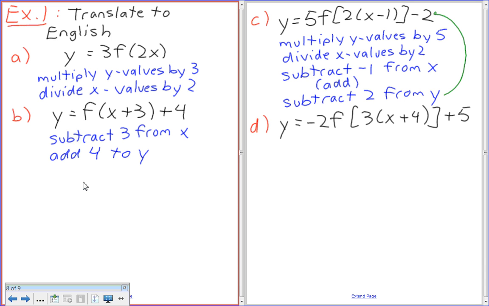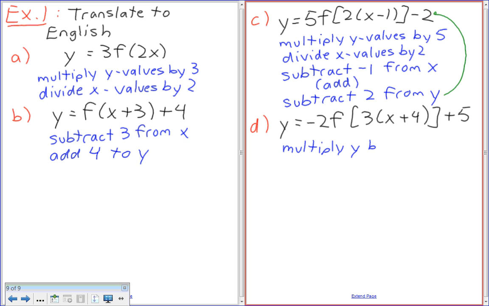Okay, so this is going to be multiply y values by -2. Georgie, the 3 means what? Divide x by 3. Ben, what does the plus 4 mean, please? Subtract 4 from 10. Good. And Matt, what does that plus 5 mean, please? Yeah, add 5 to 1.